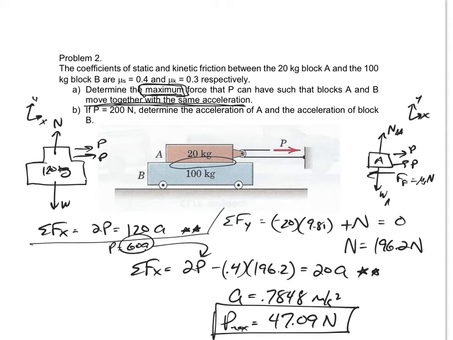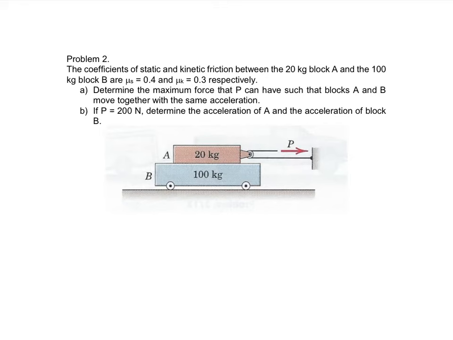Part B is a completely separate problem. I'm going to start afresh. So for part B, it goes ahead and tells us P is equal to 200 newtons. So P is 200 newtons. Determine the acceleration of A and the acceleration of block B.